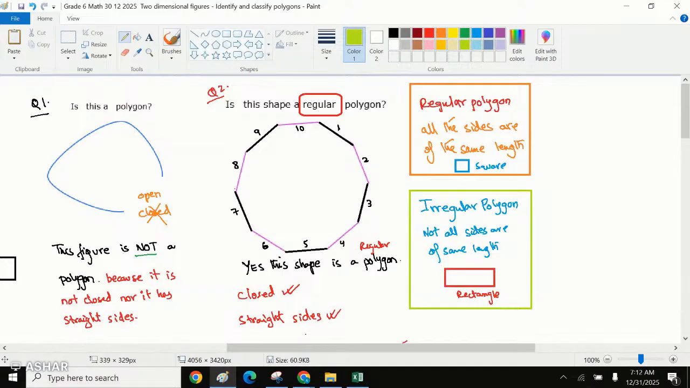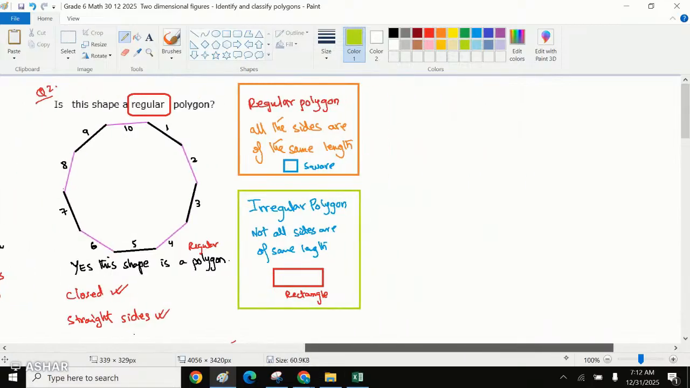Okay, do we have an understanding on this? What is a polygon? What is a regular polygon? And what is an irregular polygon? A polygon would be any closed shape having straight sides. A regular polygon will have all sides of the same length. An irregular polygon can have different lengths of the sides, but still it will be a polygon.